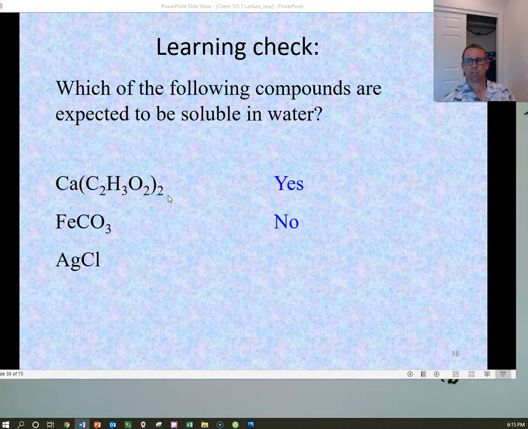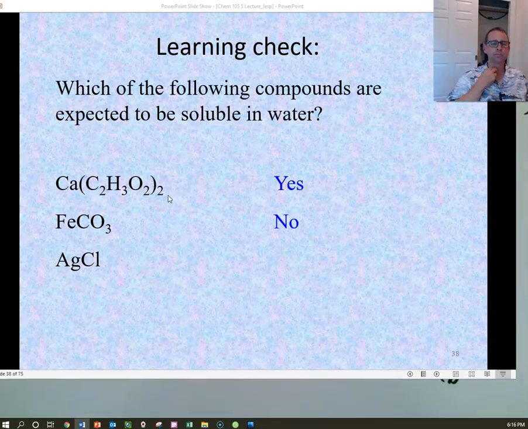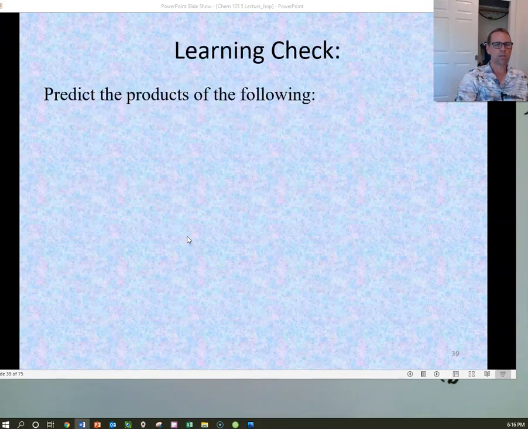AgCl. Tell me the rule also. I'm looking at number 3. Good. And so the Cl minus is soluble, except when combined with Ag. So what are we saying? Yes or no? So we're saying no, not soluble. Very good. Excellent. So we know how to use the solubility rules.